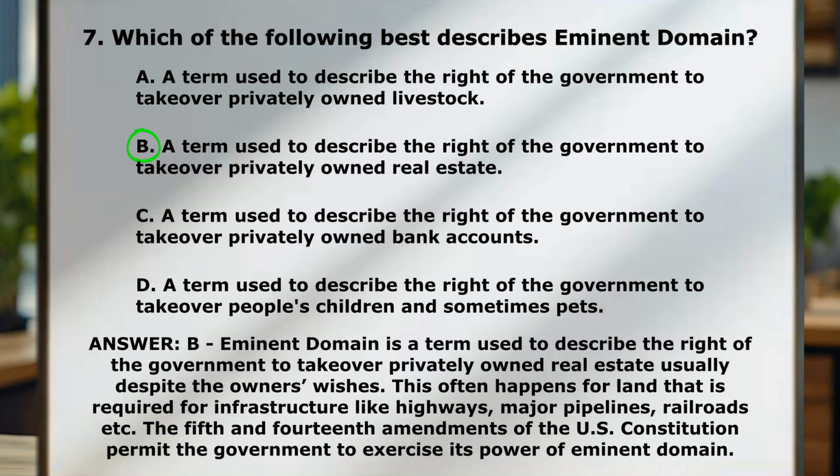And so this question sometimes will be a little bit trickier. They'll use a term like a term used to describe the right of the government to take over privately owned personal property. Or it might be a little bit trickier. Just make sure you pick the right answer. If the answers are written a little bit more tricky like that, just make sure you pick the best answer, which is to take over privately owned real estate.